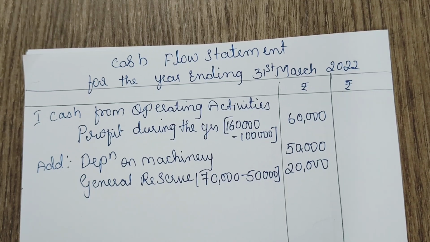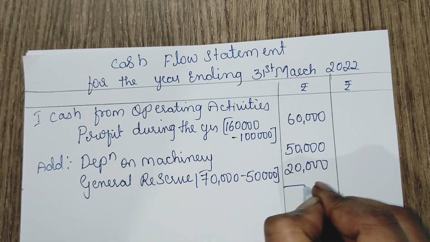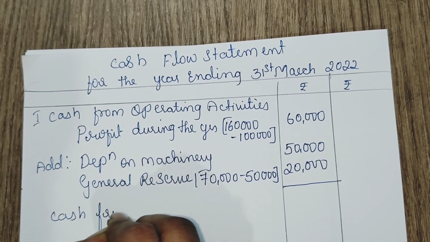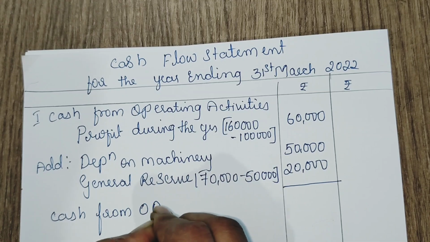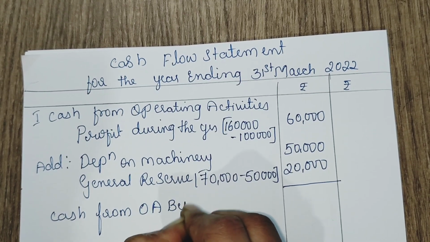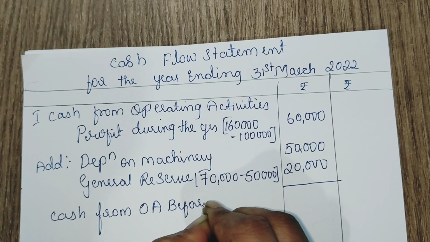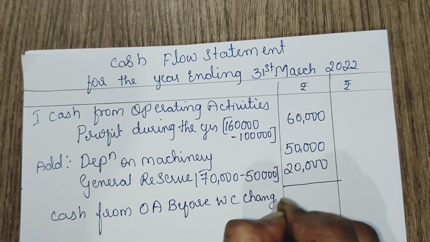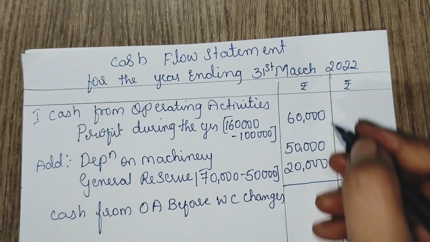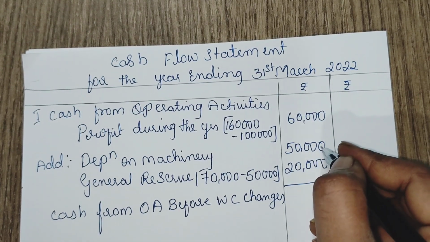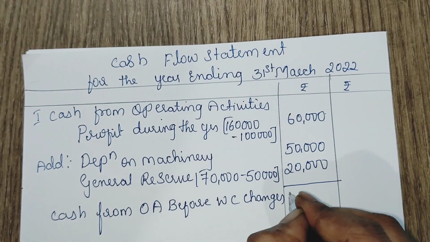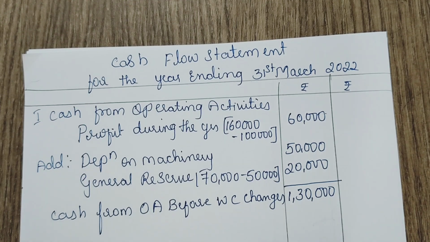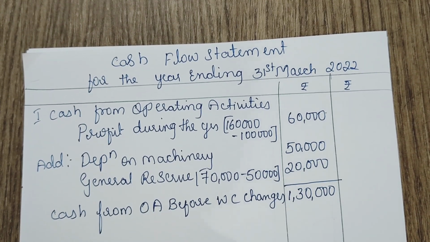Now, this is cash from operating activity before working capital changes. 60 plus 50, 1 lakh 10,000, 1 lakh 30,000. Now let us see the changes.